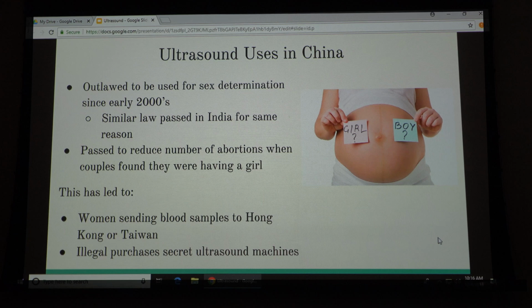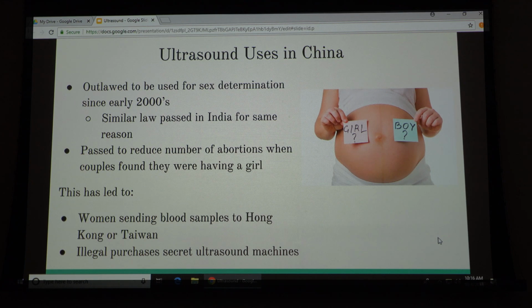Something a little different is the use of ultrasounds in China. In China, it's illegal to use ultrasounds for determining the sex of the baby, but it is legal to use them, obviously, for health reasons, to make sure the baby is growing normally. A similar law has been passed in India for the same reason.